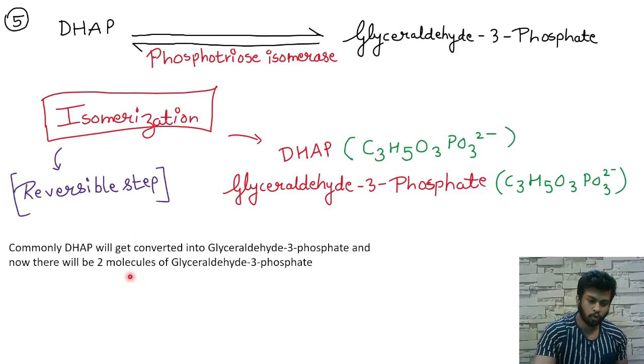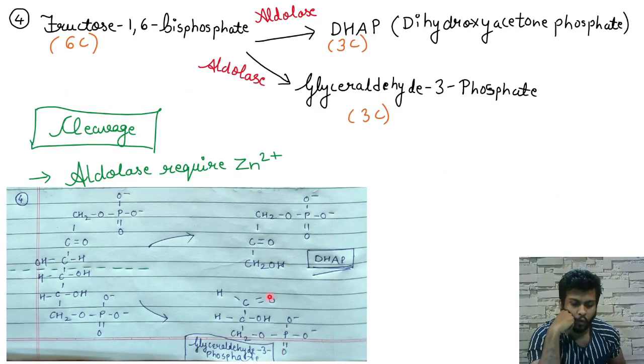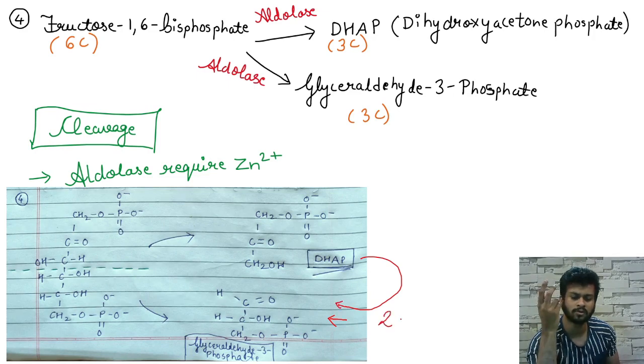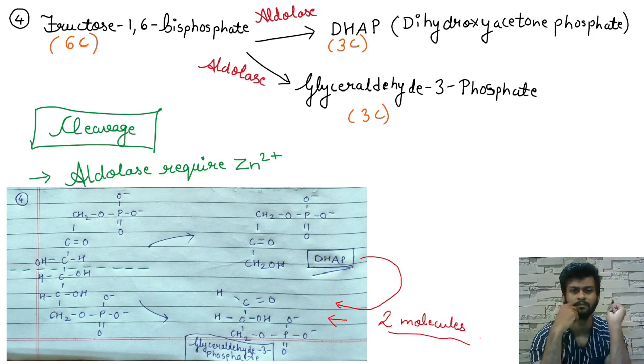Now, there will be two molecules of glyceraldehyde 3-phosphate. How? Originally one glyceraldehyde 3-phosphate molecule will be formed, but this DHAP will also interconvert into glyceraldehyde 3-phosphate. Means this molecule was already there, and if this DHAP converts into glyceraldehyde 3-phosphate, there will be two molecules of glyceraldehyde 3-phosphate. Okay, that's why we write two molecules of glyceraldehyde 3-phosphate.